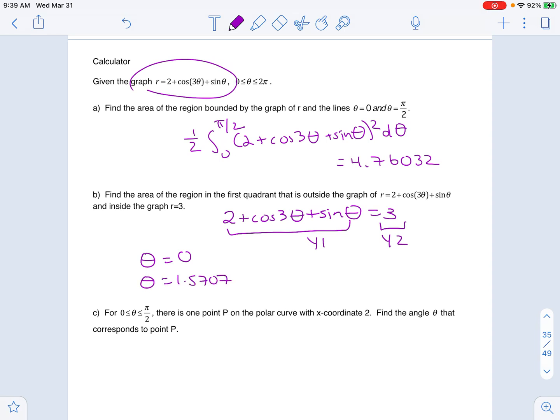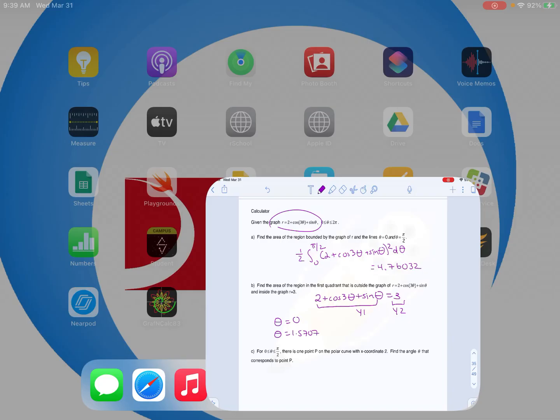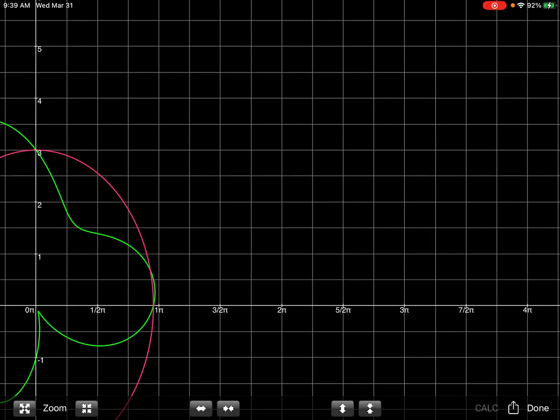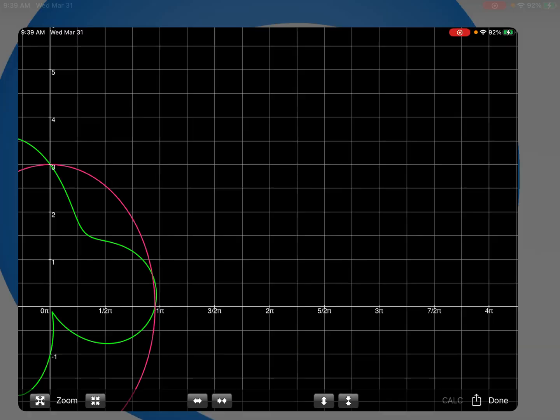It's exactly pi halves. So let's go back to our graph and think about what we need to do. If I integrate the entire pink graph from 0 to the bound 1.57, you're going to get everything shaded inside the pink. And then what we need to do is subtract off the area inside the green, and that will give us just the piece that we're looking for.